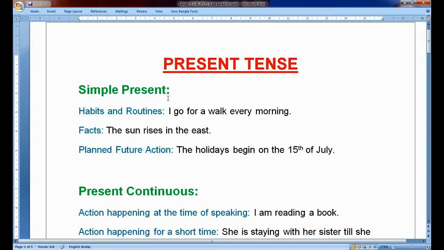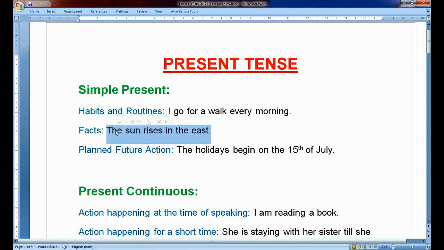Habits and routines means things that we do every single day of our life. Example, I go for a walk every morning. Now, facts. Facts mean telling a truth about ourselves or stating a universal truth which is always true. Example, the sun rises in the east.